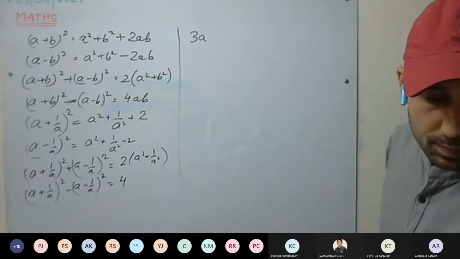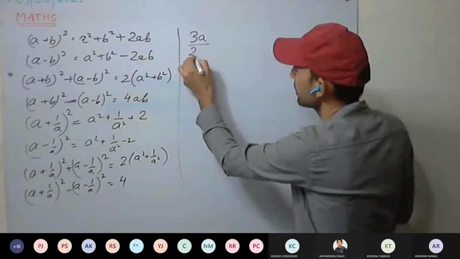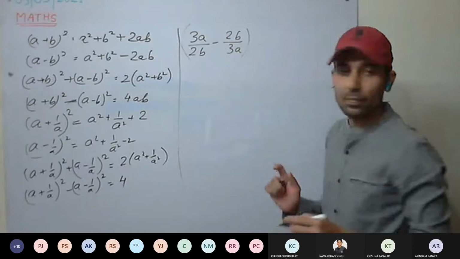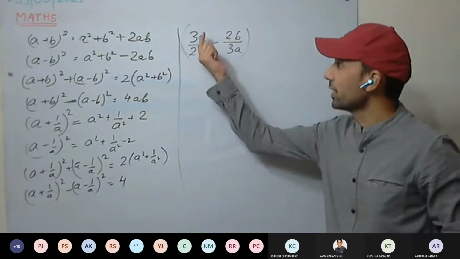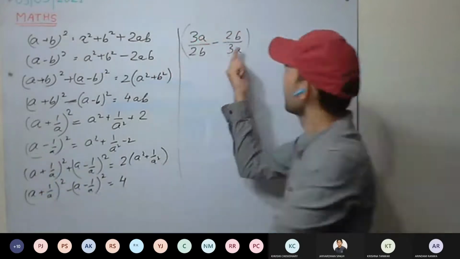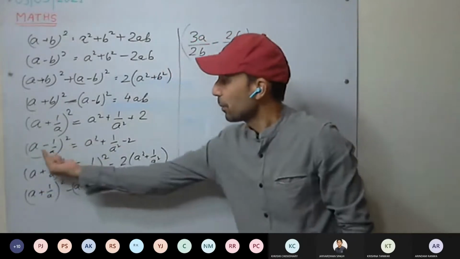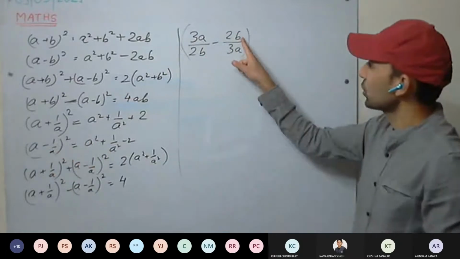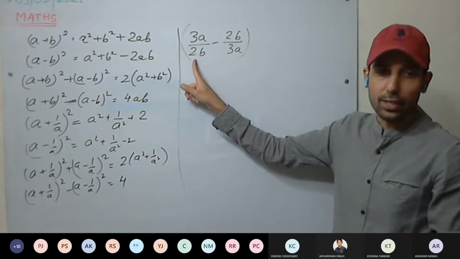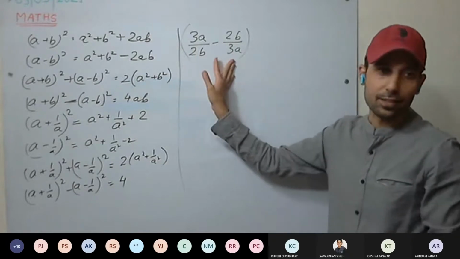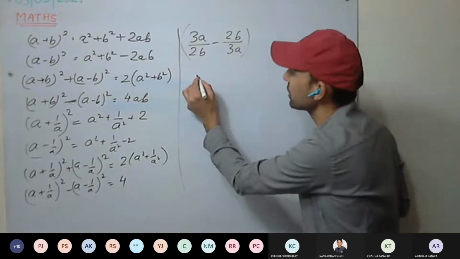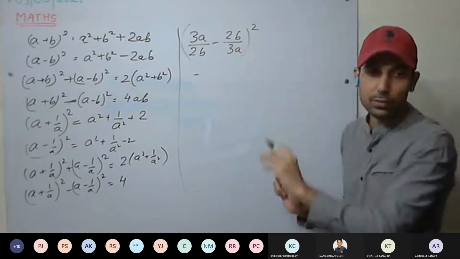(3a upon 2b minus 2b upon 3a) the whole square. See here, can you see? 3a upon 2b minus 2b upon 3a. 2b upon 3a is the reciprocal of 3a upon 2b. Okay. Even if you didn't recognize that, it's no issue. As it's a square we have to take.